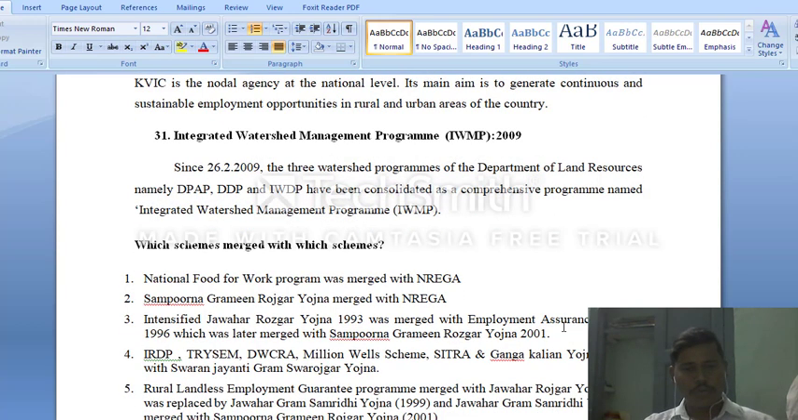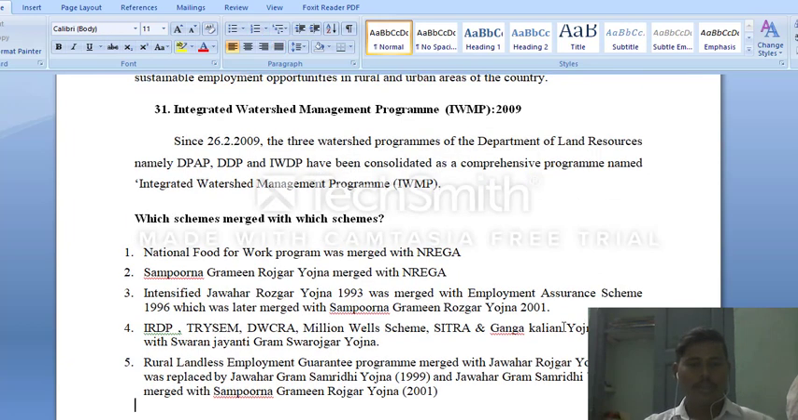The National Food for Work Program was merged with the National Rural Employment Guarantee Act, or it is also called the Mahatma Gandhi National Rural Employment Guarantee Act. Sampurna Gramin Rozgar Yojana merged with the National Rural Employment Guarantee Act. Intensified Jawahar Rozgar Yojana in 1993 was merged with the Employment Assurance Scheme in 1996, which was later merged with Sampurna Gramin Rozgar Yojana in 2001.